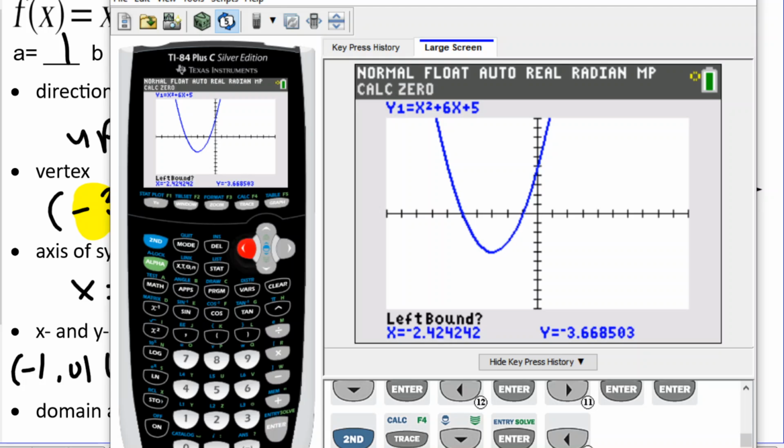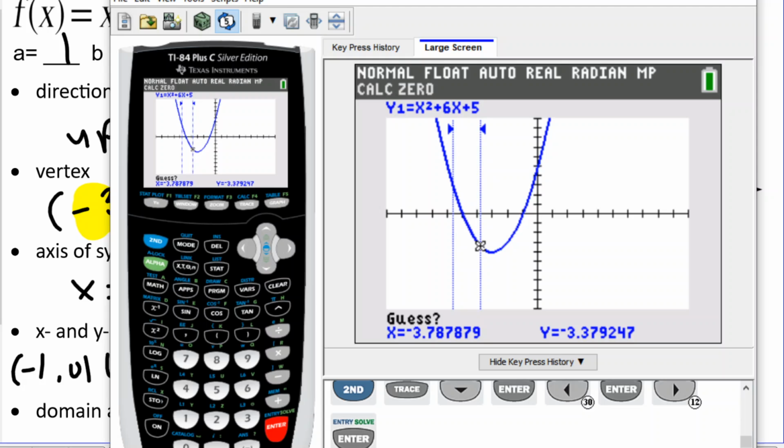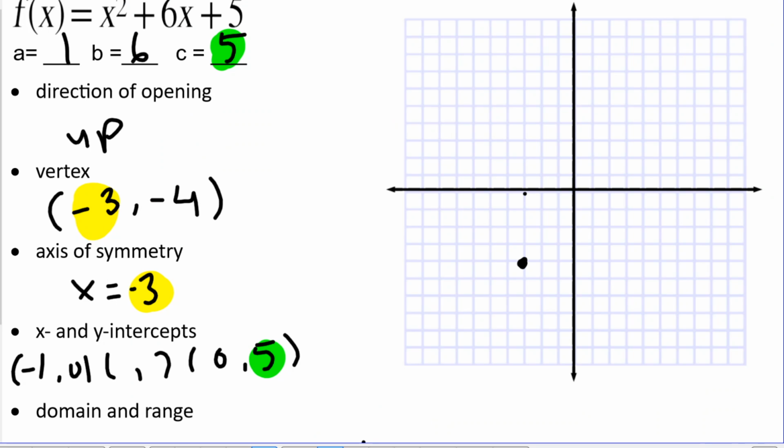I want to go all the way left of this leftmost x-intercept, right? Any of these points are fine. And then I want to go right, but again, I want to make sure I don't include the x-intercept I already found. I just want to zoom in on one of these x-intercepts at a time. And so I get negative 5, 0.